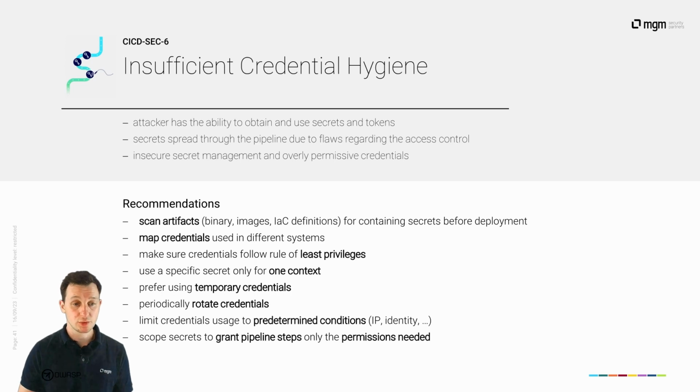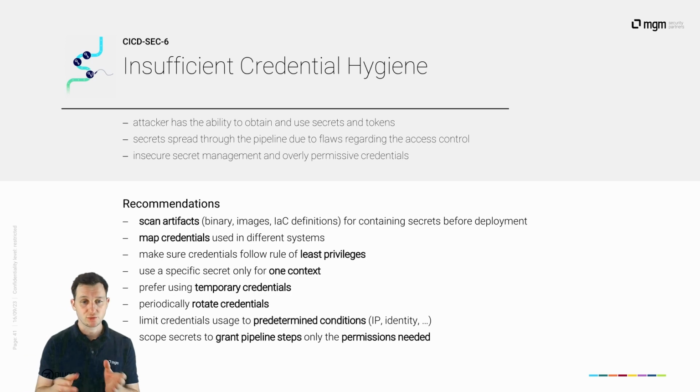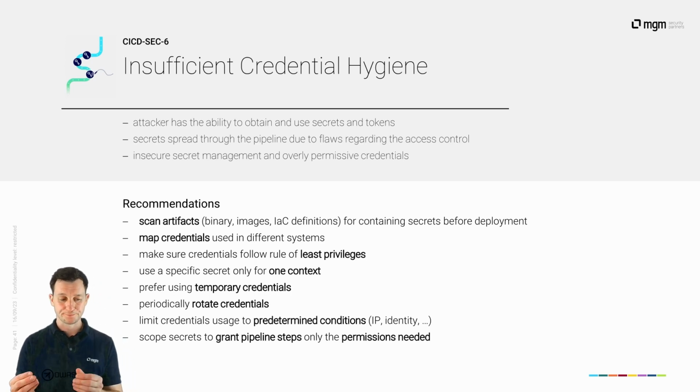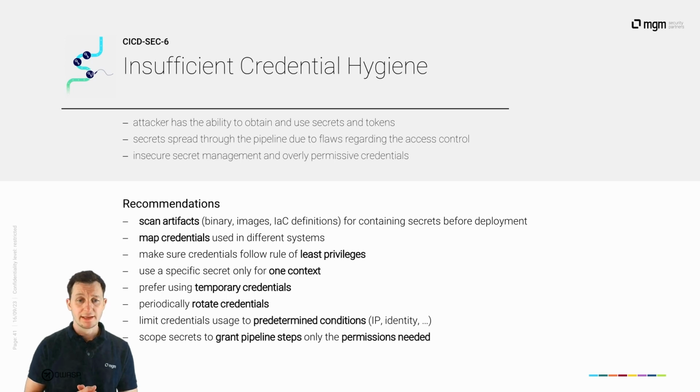What we should do additionally is think about mapping credentials, where we use credentials in which systems, and of course we should make sure that credentials always follow the rule of least privilege. So when we have a specific credential in, for example, JFrog Artifactory, to read some resources, some dependencies, then these credentials should only have read permissions to this specific proxy, for example, but should not have write permission to other projects or to other spaces.